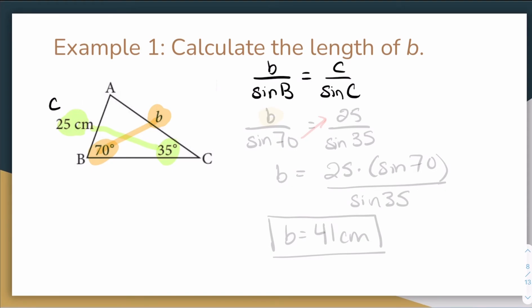Across from angle C will be side C. Now sub in what you know. Angle B is 70, C is 25, and angle C is 35.